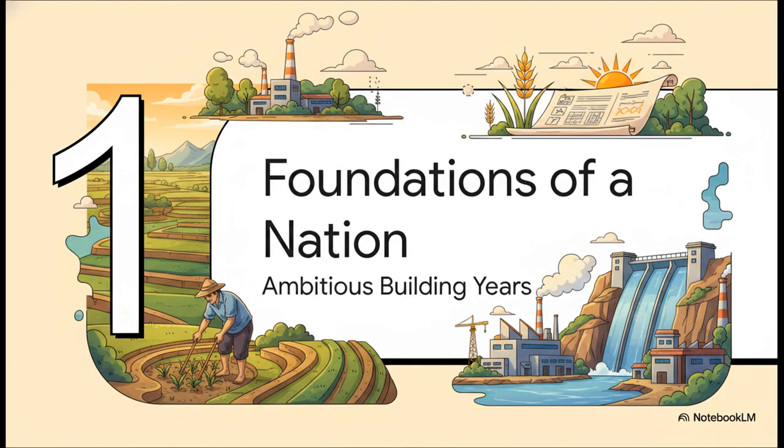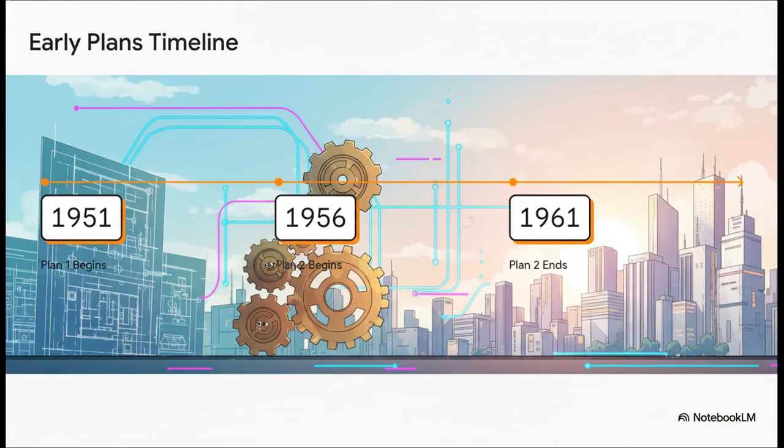Section 1. Foundations of a Nation, the ambitious building years. Starting right out of the gate in 1951 under Prime Minister Jawaharlal Nehru, the primary goal was about as basic and critical as it gets, just feed the country and lay down the absolute bedrock of a nation. Plan 1 kicked off, smoothly followed by Plan 2 in 1956, which then wrapped up in 61.